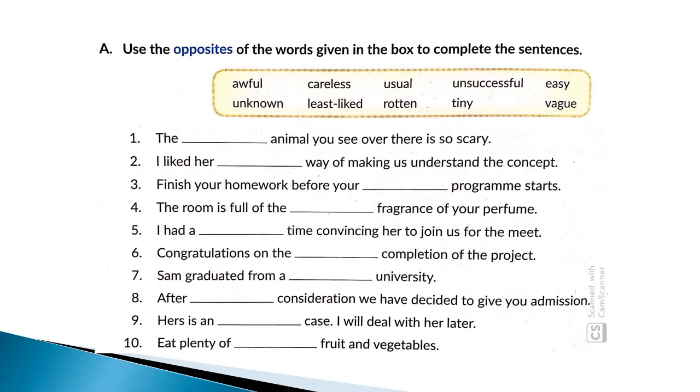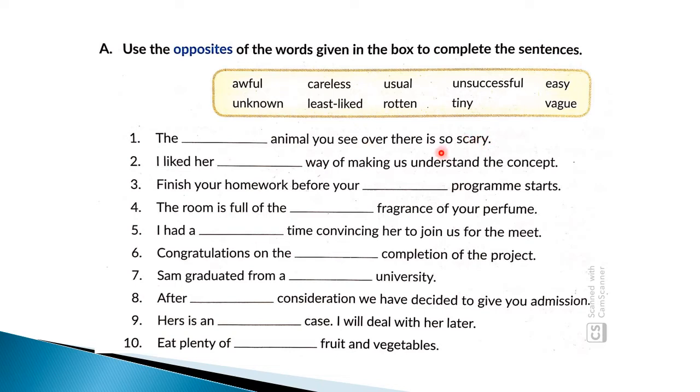Here is the first exercise. You have to use the opposites of the words given in the box to complete the sentences. As you all can see, the words are given, but we do not have to use that word. We have to use the opposite of a certain word. So, the dash animal you see over there is so scary.